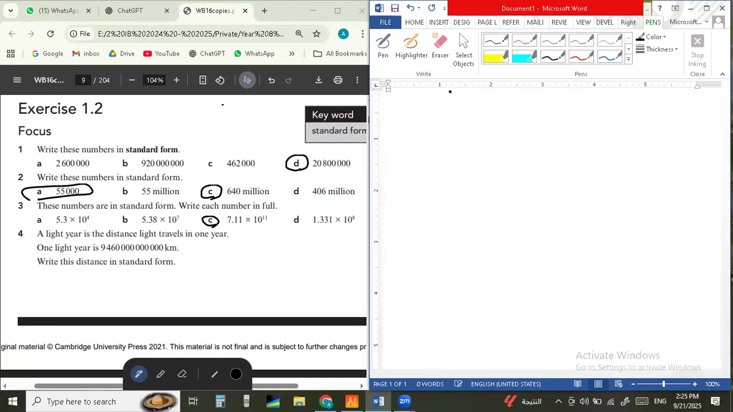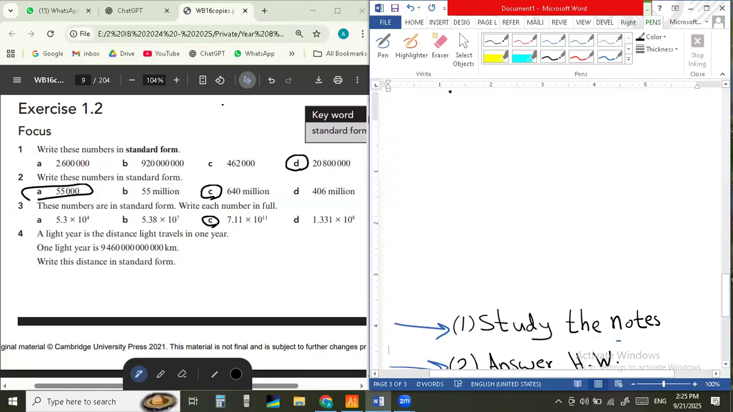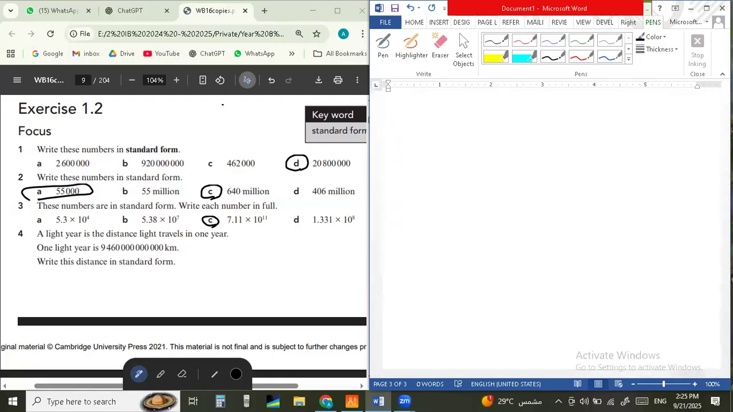All right. The second question here says to you, these numbers are in the standard form already, but they want you to write each one of them in full. How can I write them in full? Let's see. To write them in full, let's take the first example, and the rest are exactly the same. Question C, 7.11 times 10 to the power of 11. What are we supposed to do, mister? You're supposed to answer it.